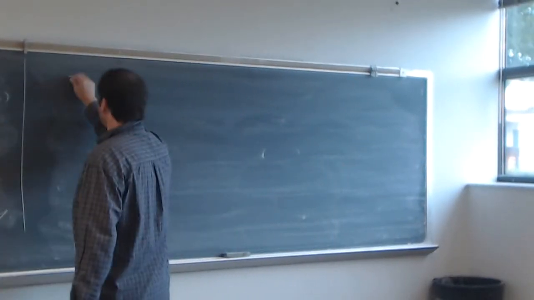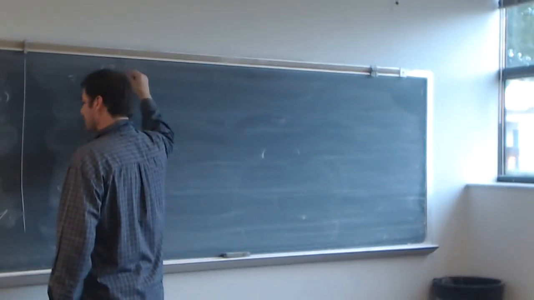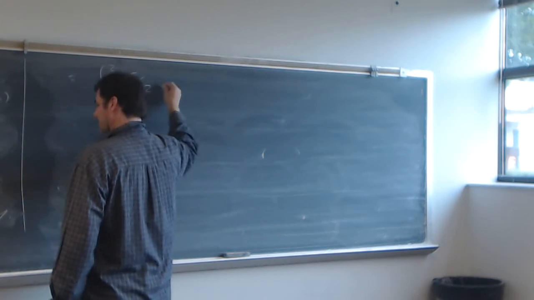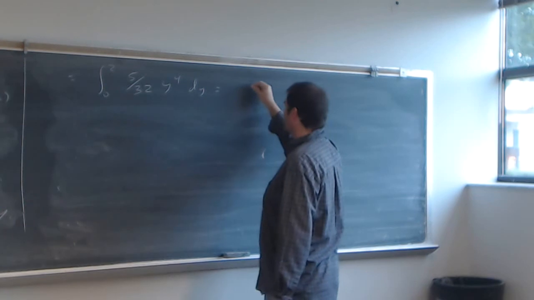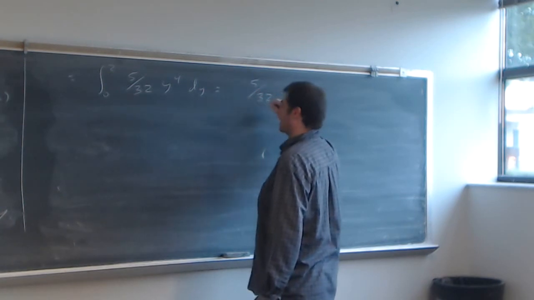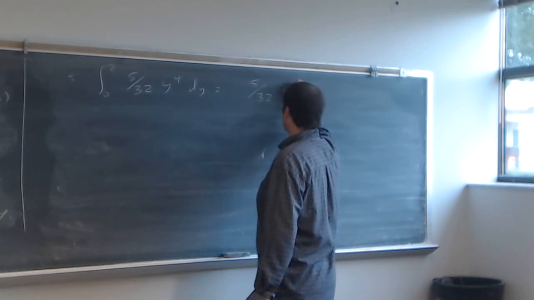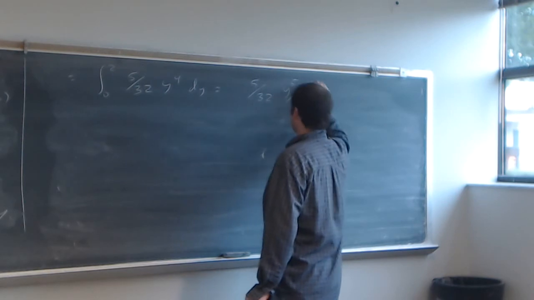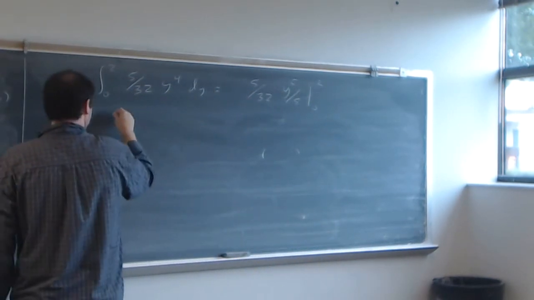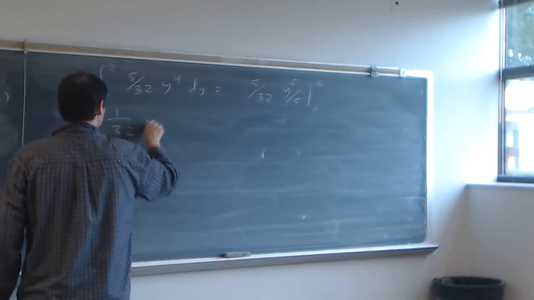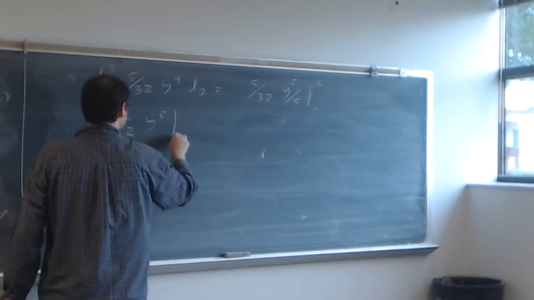Okay, so here we end up getting the integral from 0 to 2 of 5/32 y to the 4th dy. Well, the antiderivative for that will be 5 over 32, that's the constant, y to a higher power, 1 higher power, divided by 5, evaluated from 0 to 2. So the 5 will cancel, so we have 1 over 32 times y to the 5th. And we're going to stick in 0, 2.